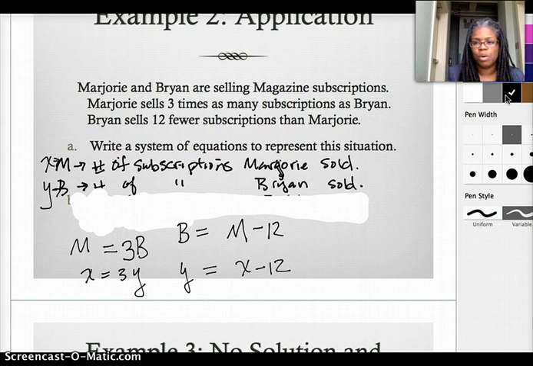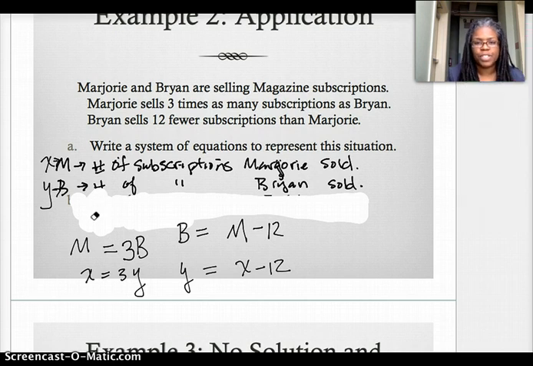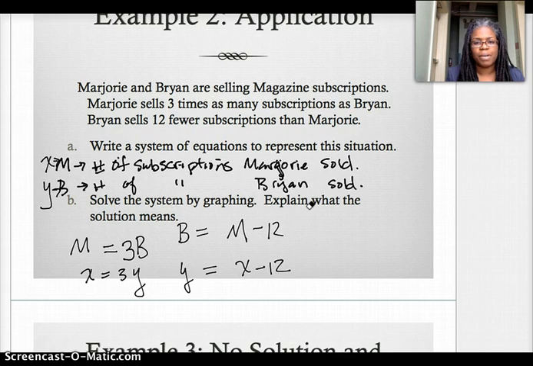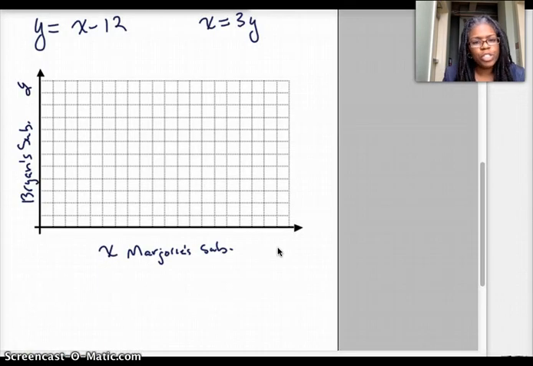So the next piece, what we were asked here, let me get my little eraser. We were asked to solve the system by graphing and explain the solution. So I'm going to use another page to do that. I'm going to grab these two equations and bring them to another page so we can solve it. What I want you to notice is that we have X as Marjorie's subscriptions and Y as Brian's subscriptions, but there's no real use in using the negative portions of the X and Y axis because you really can't have negative subscriptions, right? So I'm using only the part that I need, and I'm going to graph Y equals X minus 12 and X is equal to 3Y.